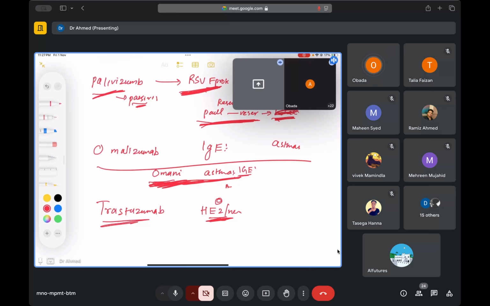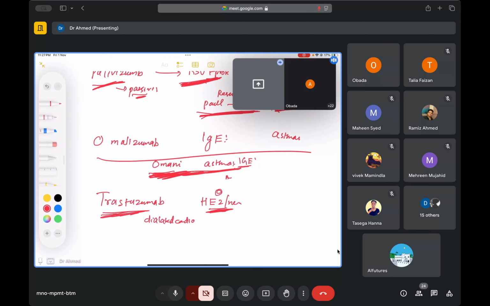Another thing which you have seen in MCQs while doing cardio, if you remember, trastuzumab also causes dilated cardiomyopathy. You have an MCQ related to it. And once you stop trastuzumab, the dilated cardiomyopathy can reverse.